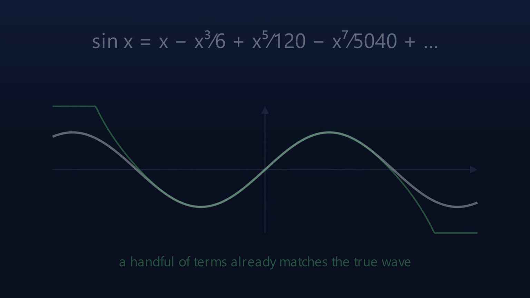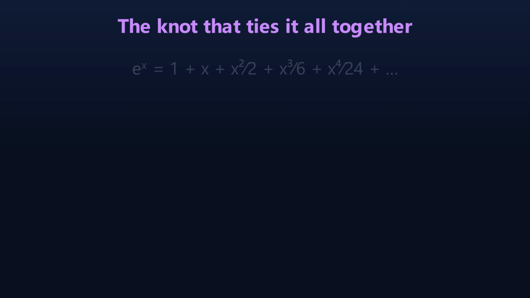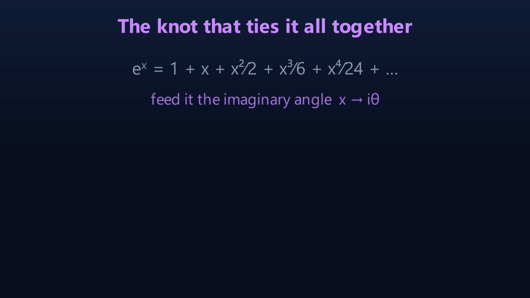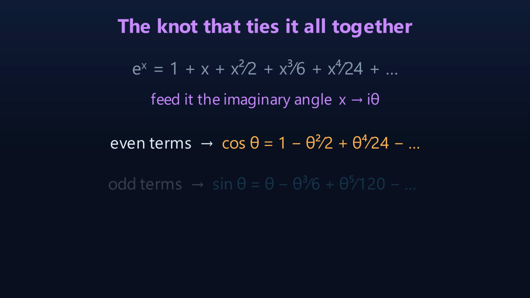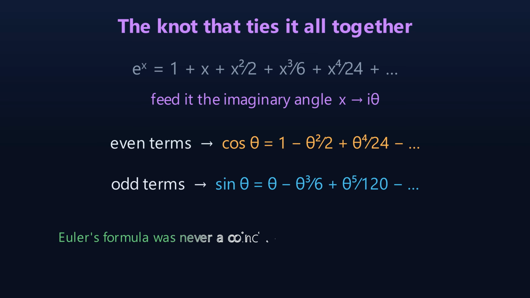And here is the thread that ties this entire video into one knot. Write out that same endless sum for e to the x, then feed it the imaginary angle from Euler's formula. The terms split into two streams. The even ones line up perfectly into the series for cosine. The odd ones line up into the series for sine. Euler's formula was never a lucky coincidence. It's exactly what you get when you look at these infinite sums the right way. The circle, the identities, the twins, the machine, all of it, is one single idea, viewed from different sides.